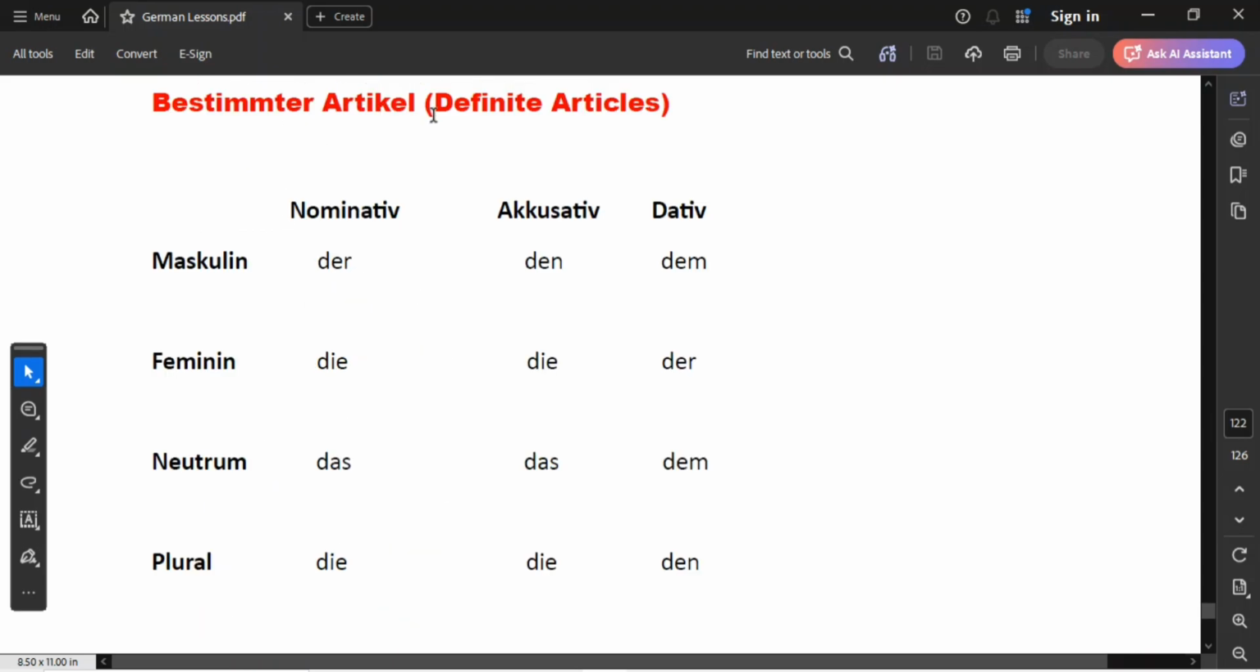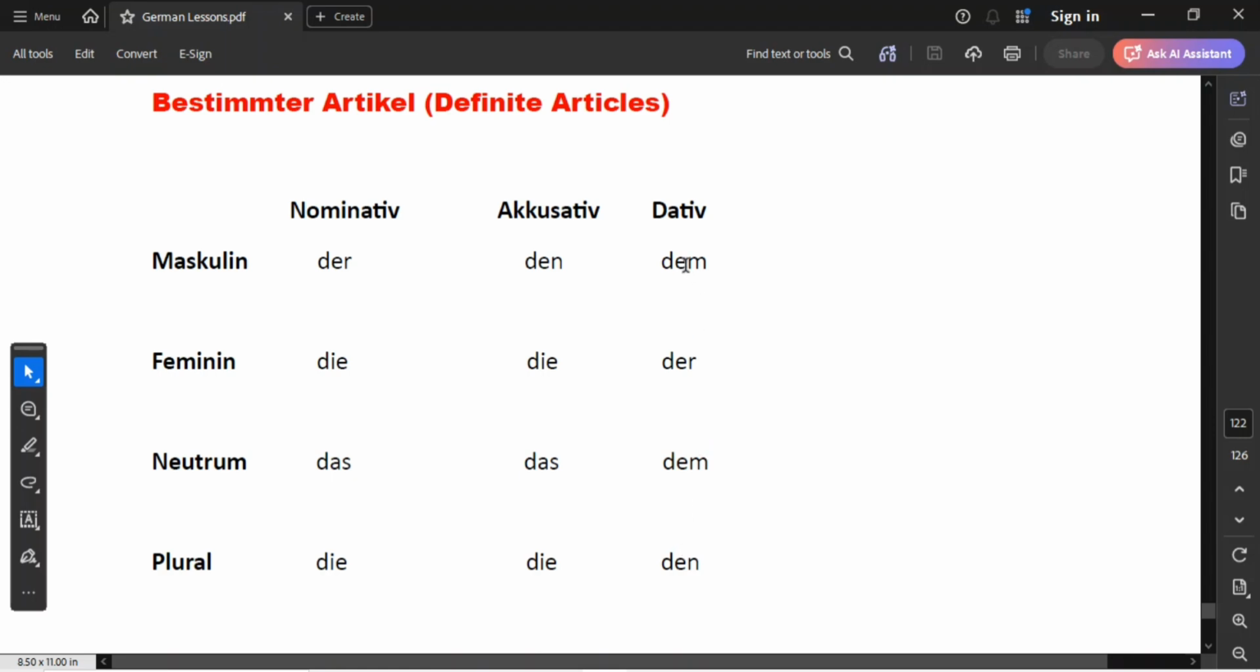Bestimmte Artikel, that is the definite articles. We are going to look at them in nominative, accusative, and dative cases. In masculine, der is in nominative, then der changes to den in accusative, then dem in dative. Feminine, die is in nominative, die in accusative, and der in dative. In neutrum, das in nominative, das in accusative, dem in dative. Then in plural, die in nominative, die in accusative, and den in dative.